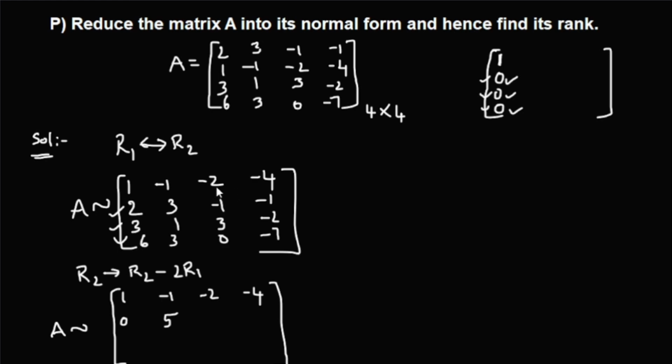This minus 2 into this, minus 1 plus 4, 3. This minus 2 into this, minus 1 plus 8, 7. And here, how to make this entry 0?